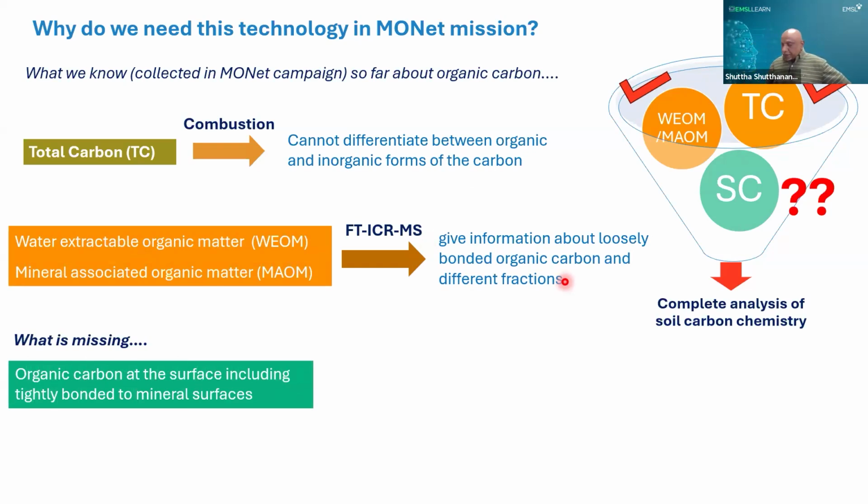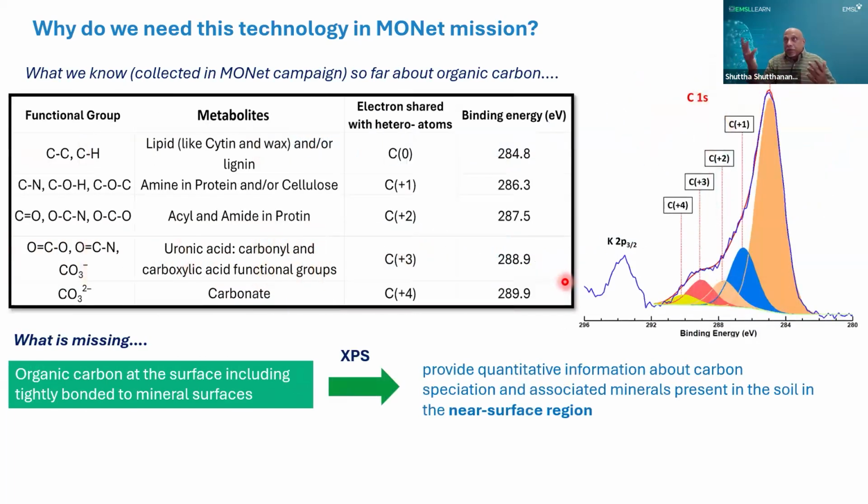That is where XPS will play a big role, because as I mentioned, XPS is a powerful technique to get the organic composition of soil surfaces. So studying these samples with XPS will give carbon speciation in the unaltered sample surface.